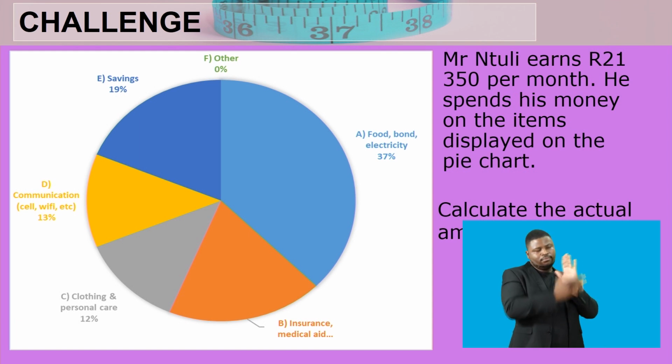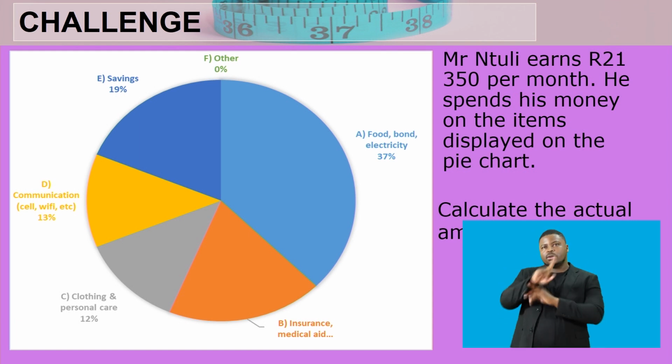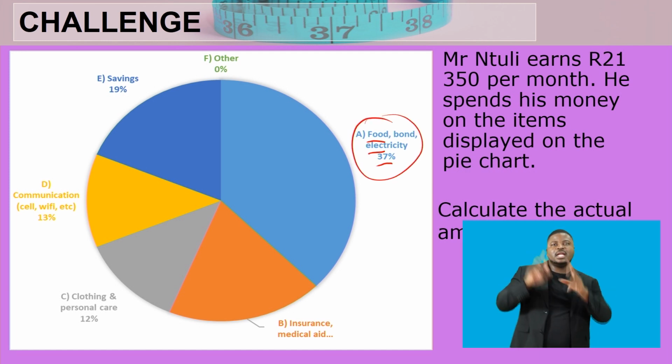Then the question that I want you to do is calculate the actual amount spent on A. Actual amount spent on A, which is the food, bond, and electricity. You have to calculate the actual amount that is spent there.